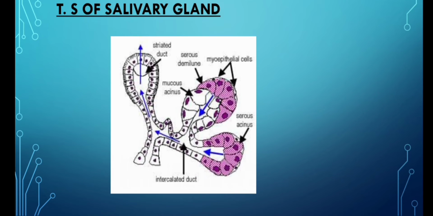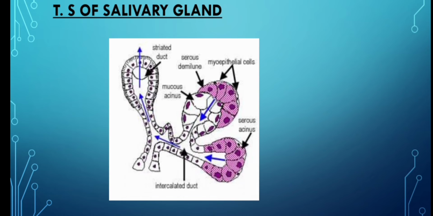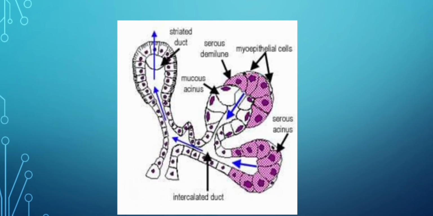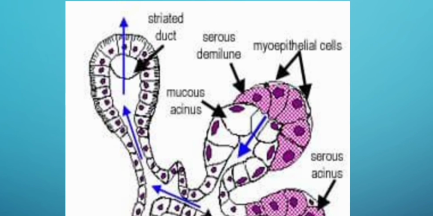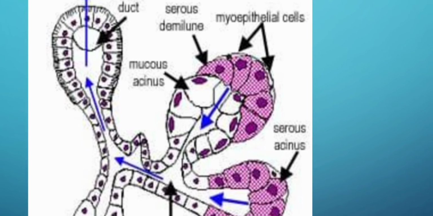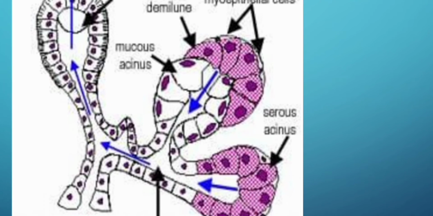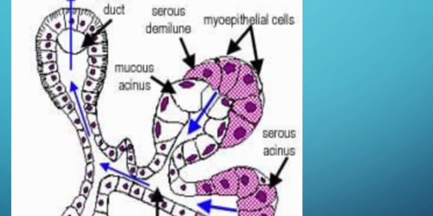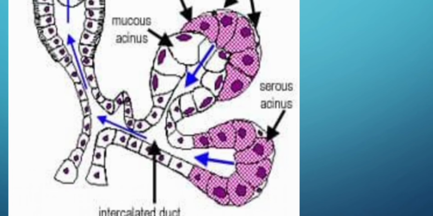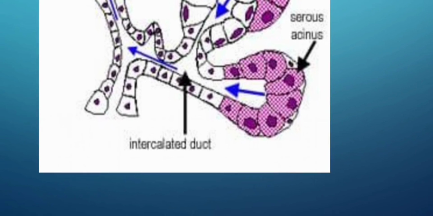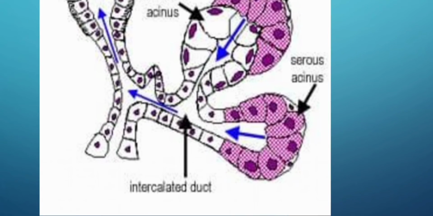The transverse section of salivary gland is here. This upper portion contains striated ducts, and this star-shaped portion is the myoepithelial cells. This portion contains intercalated ducts.